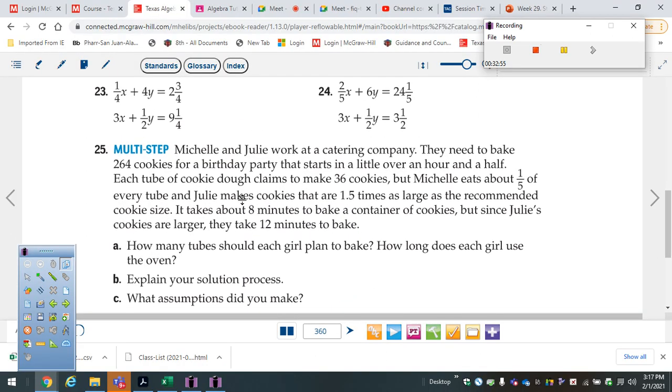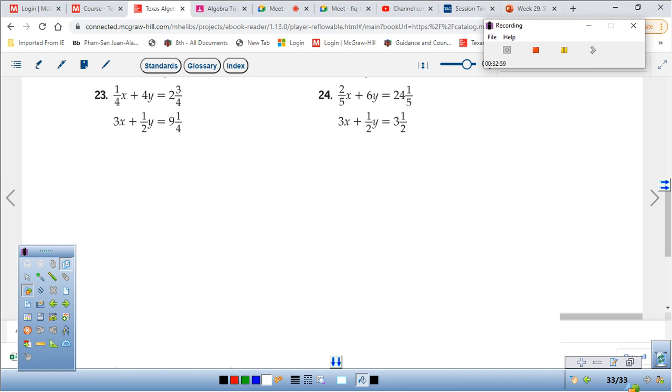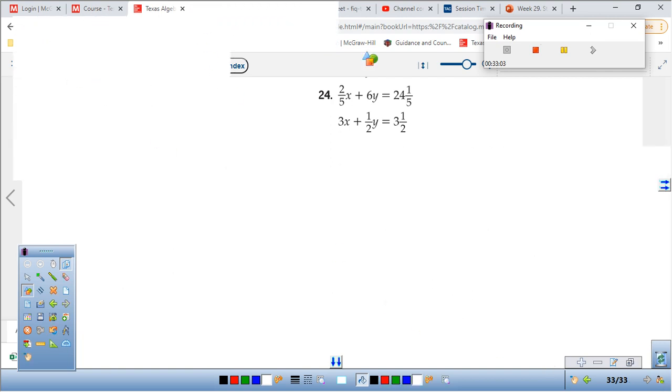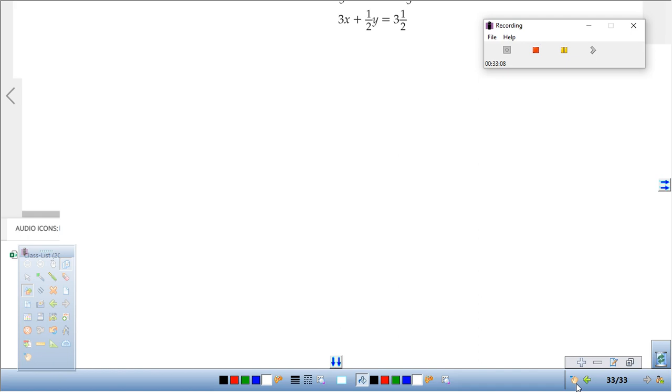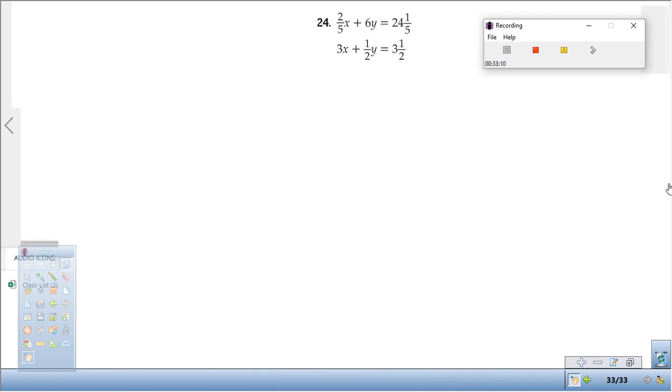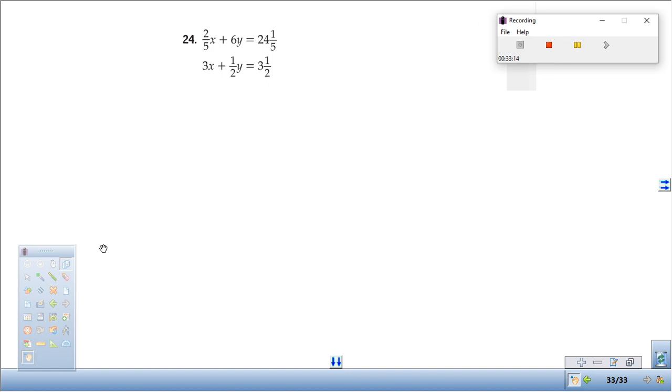Okay, let's look at 24. Copy it down. I'm getting everything out of the way. Right now, I kind of ran out of room, so I move that up. I move it to the left. All right, I think that'll work.